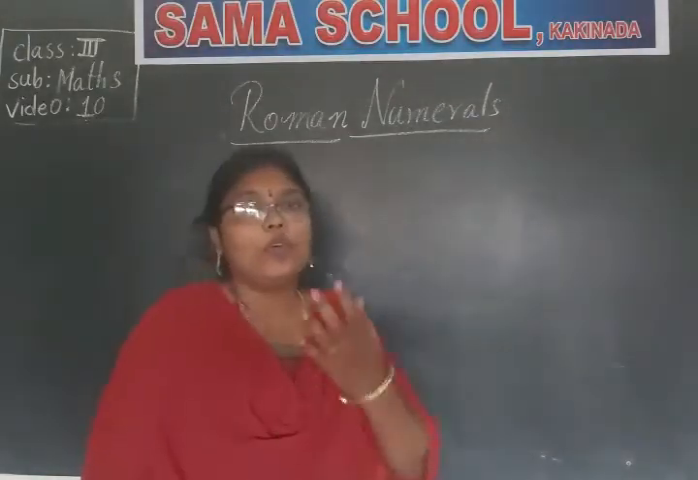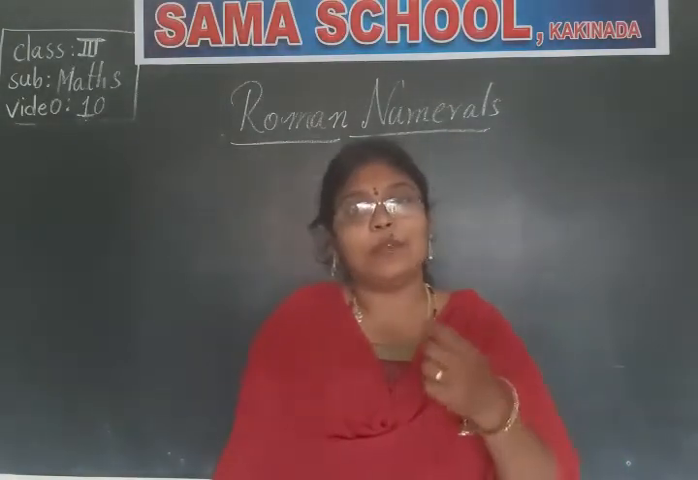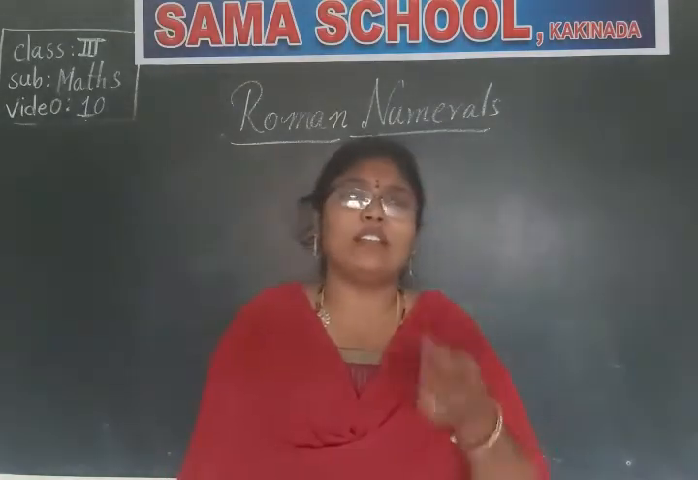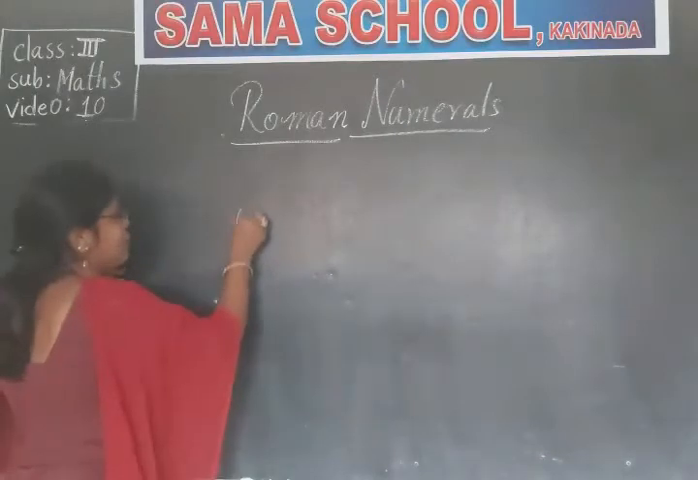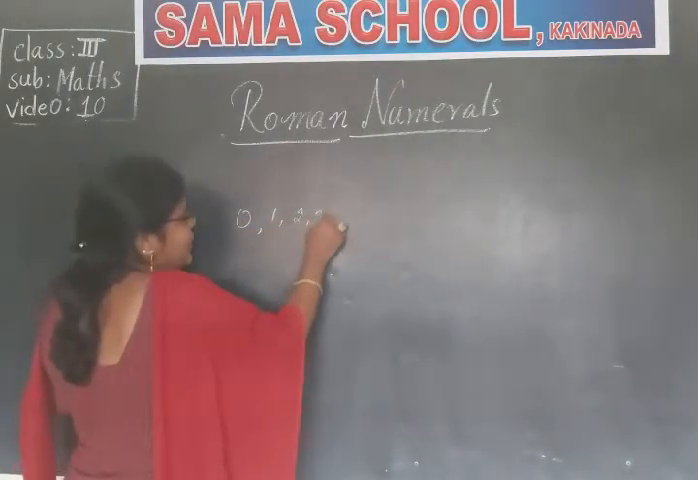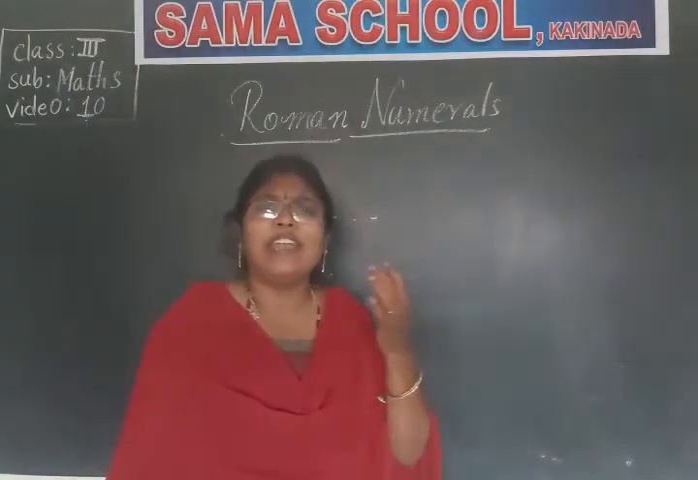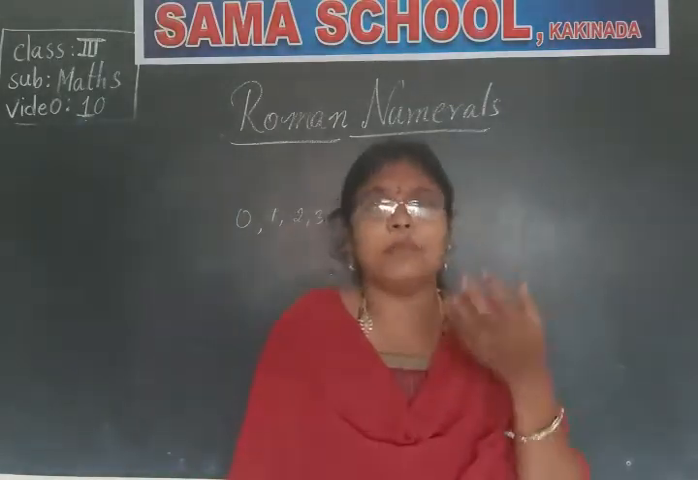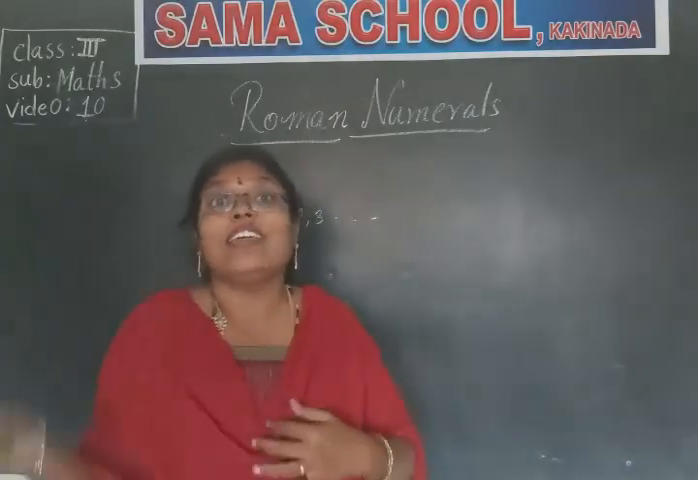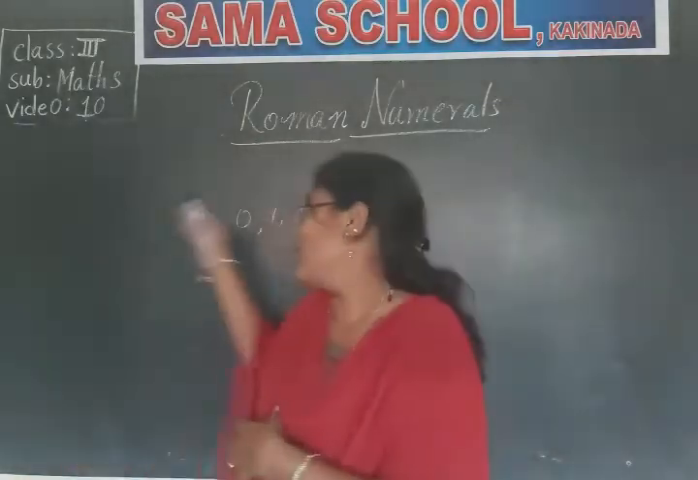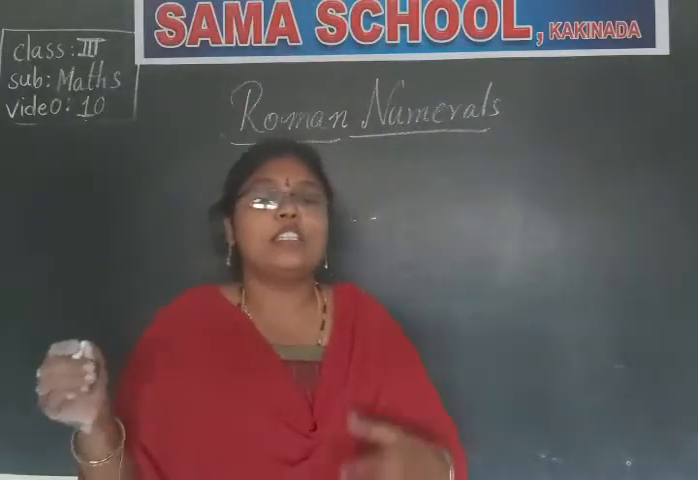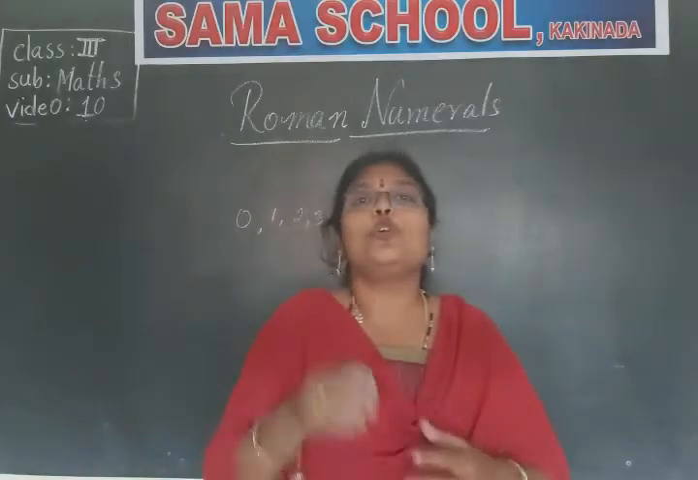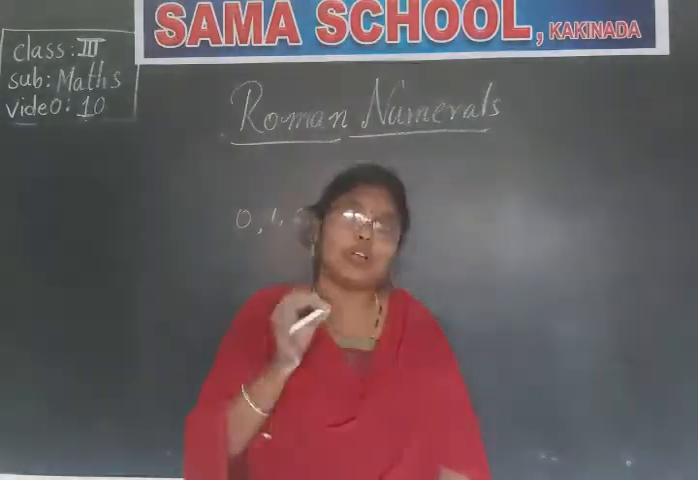Children, now we are able to write numbers endlessly. That means we can write numbers starting from 0, 1, 2, 3 and so on. We can write millions of numbers. But in olden days, people did not know these numbers. In very olden days, early humans used to draw some symbols to count.